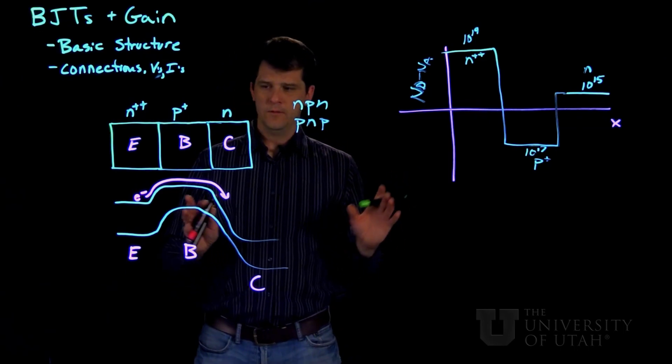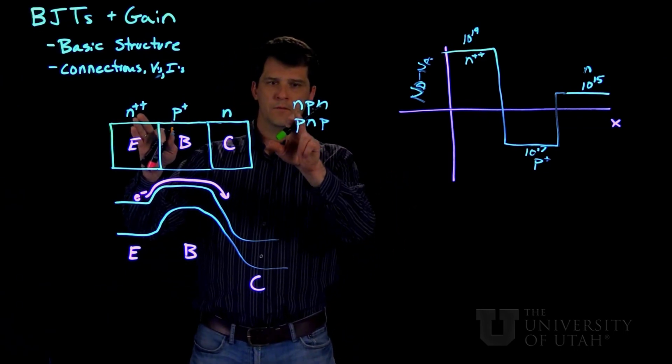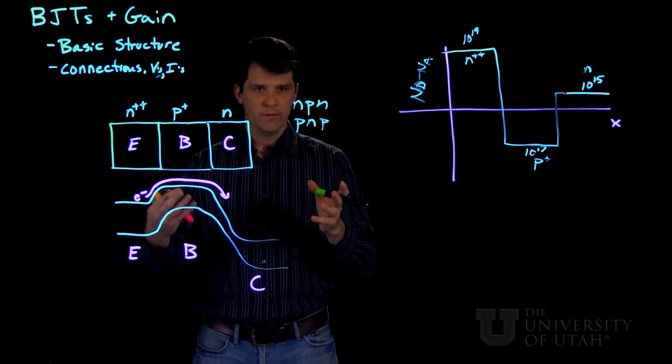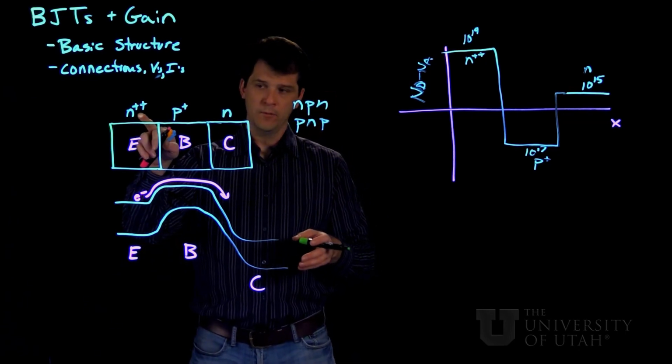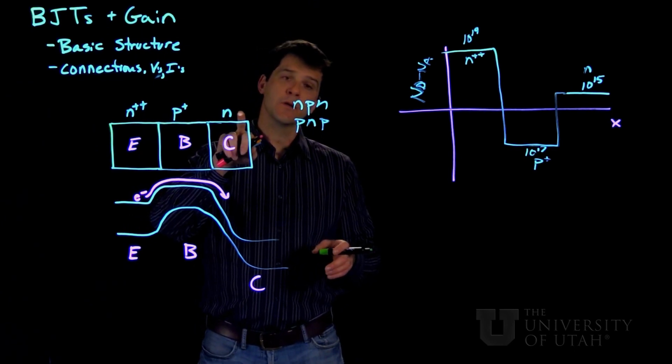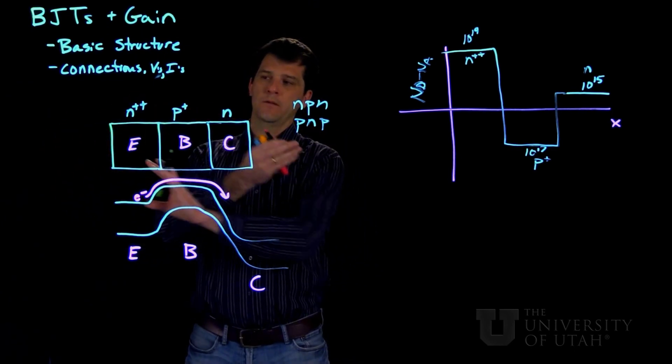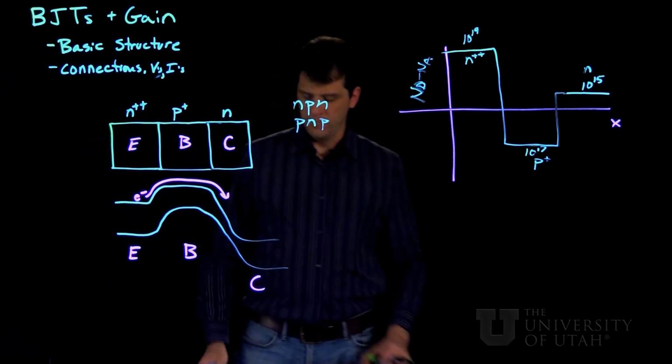So the structure, although it in this writing looks symmetric, it's actually asymmetric because of this high doping here and low doping here. Switching the emitter and collector is not really the same thing.